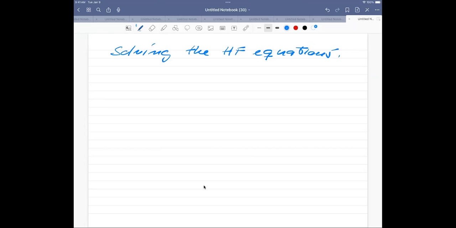Okay, I went a little bit over time here. Let's take a small break, 15 minutes, and then we get back, and then we are going to run the calculation of the Hartree-Fock equations.